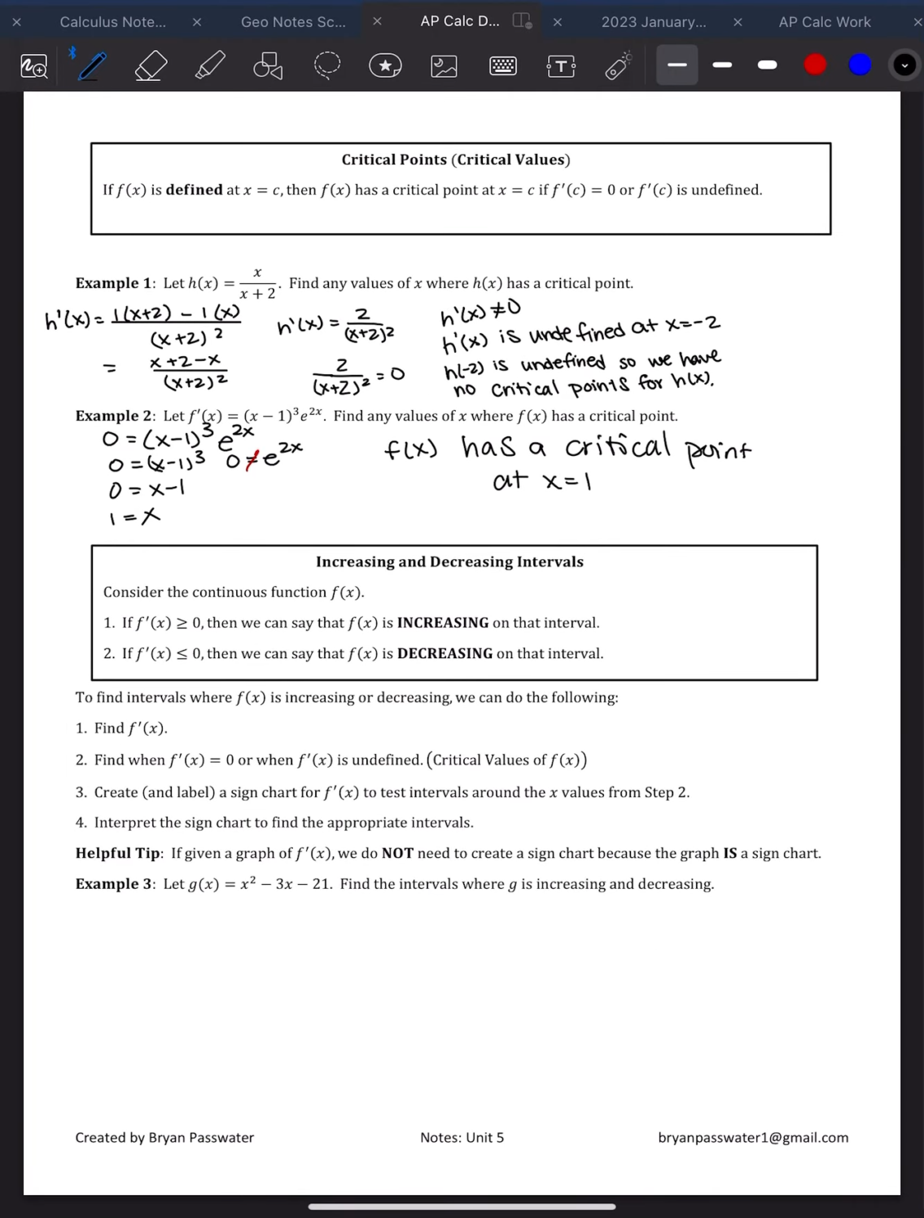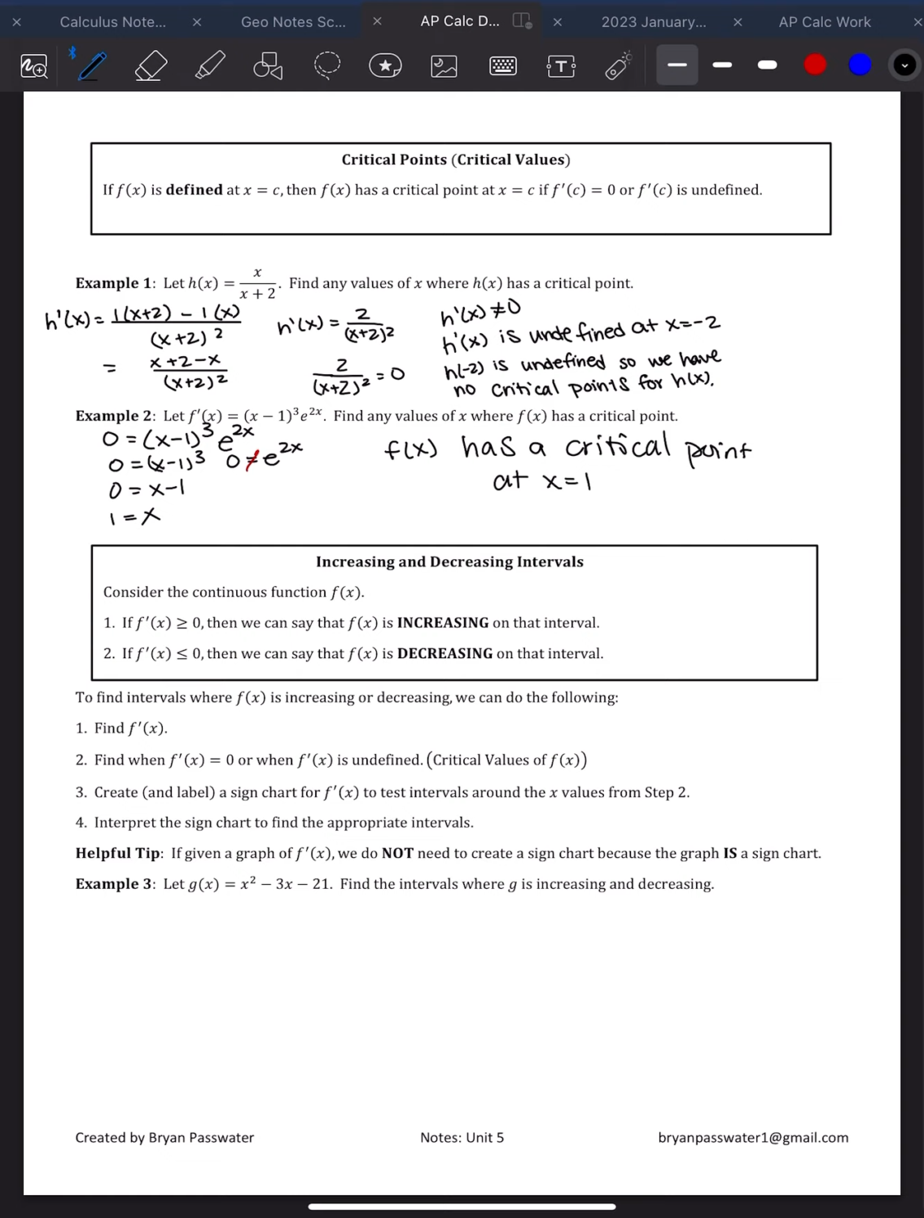Consider the continuous function f of x. If f prime of x is greater than or equal to 0, then we can say the function is increasing. If f prime of x is less than or equal to 0, then we can say the function is decreasing on that interval. That equal to 0 is that part where we can kind of include the equal to in our interval, but sometimes people are a little bit weird about it. It just kind of depends.